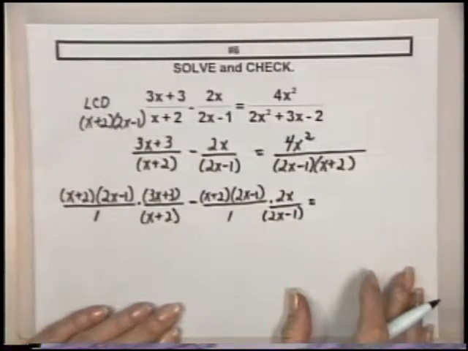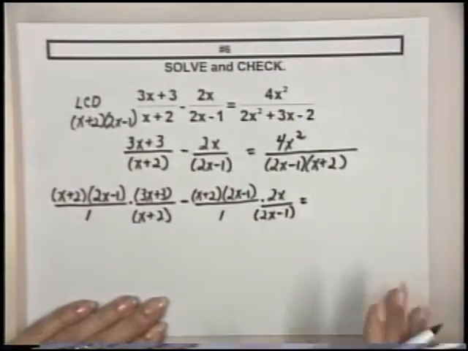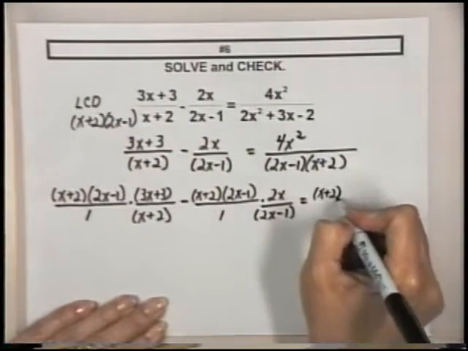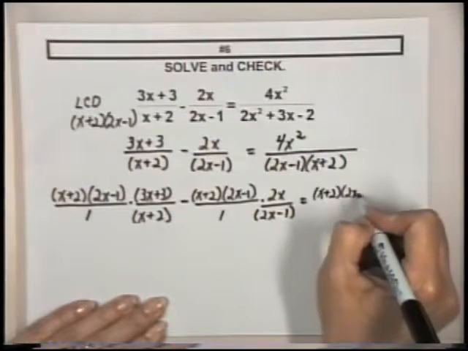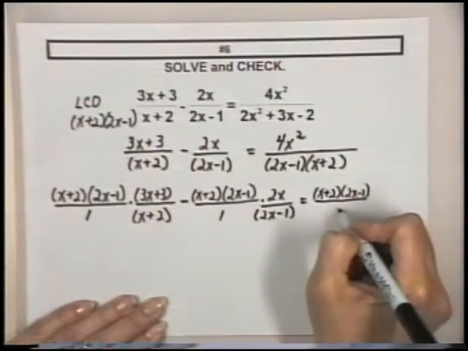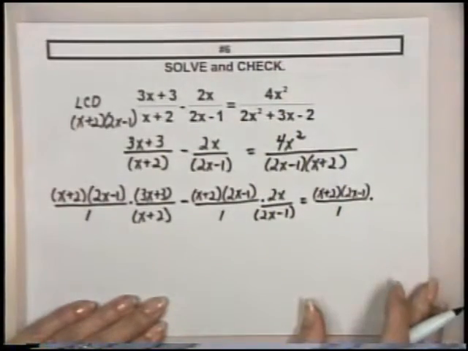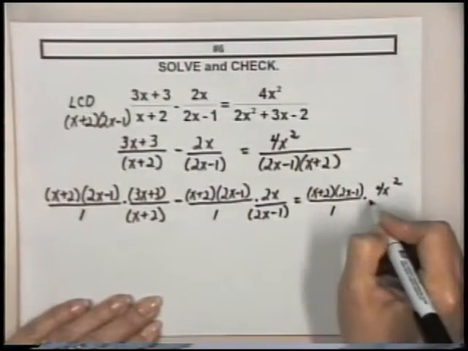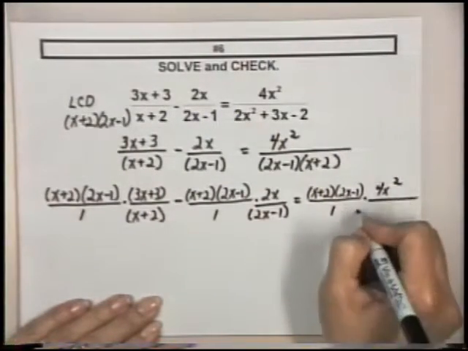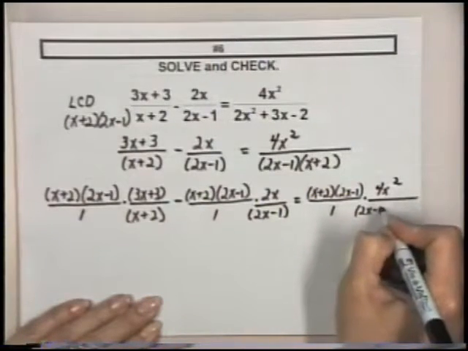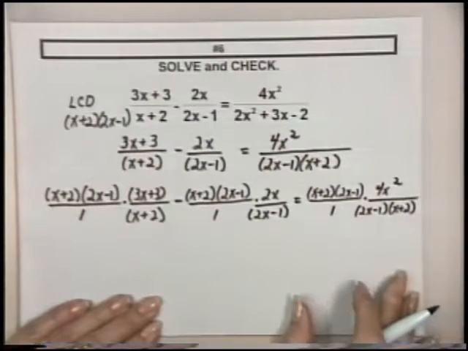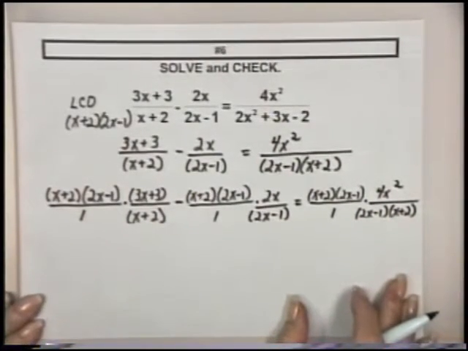2x minus 1. On the other side of the equation, I will multiply my LCD, x plus 2 times 2x minus 1 over 1 times my 4x squared over 2x minus 1 times x plus 2.